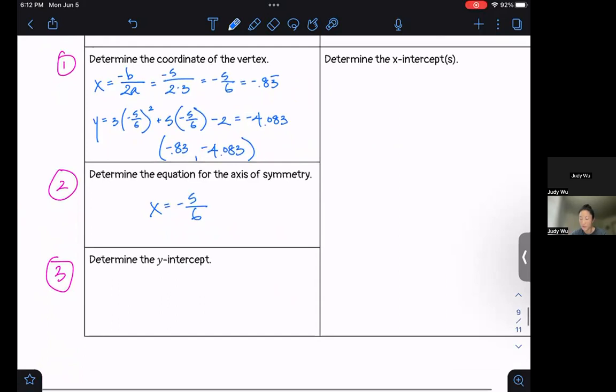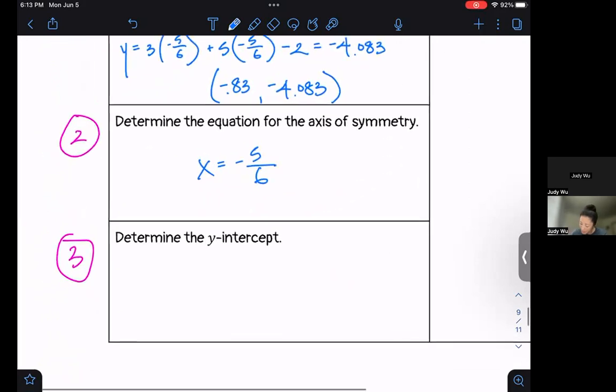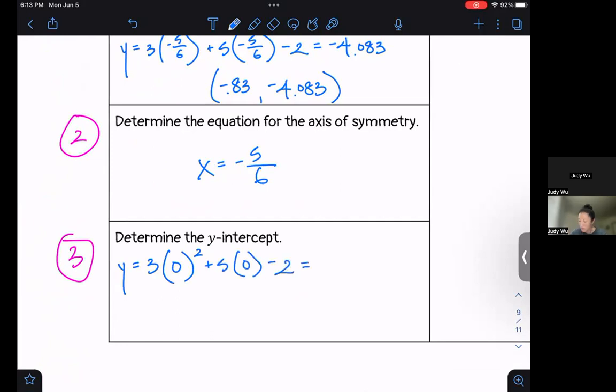All right, so we found the vertex and the equation for the axis of symmetry. Let's go ahead and find the y-intercept. And our y-intercept is when we put in x equals 0, right? Everywhere we see x. So y equals 3 times 0 squared plus 5 times 0 minus 2. So we get 0 plus 0 minus 2, which is negative 2. And this gives us a y-intercept, let's be thorough, of 0, negative 2.